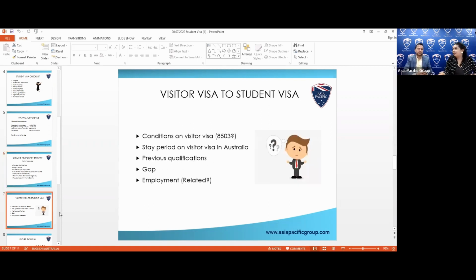And I think that's a very popular thing among all the visitors and their families here, visitor visa to student visa. Yeah. That if you are currently on a visitor visa in Australia and you are planning to study, then what things you need to consider before you apply or consider any course. So I'll say the thing and Arun will explain one by one the conditions on a visitor visa.